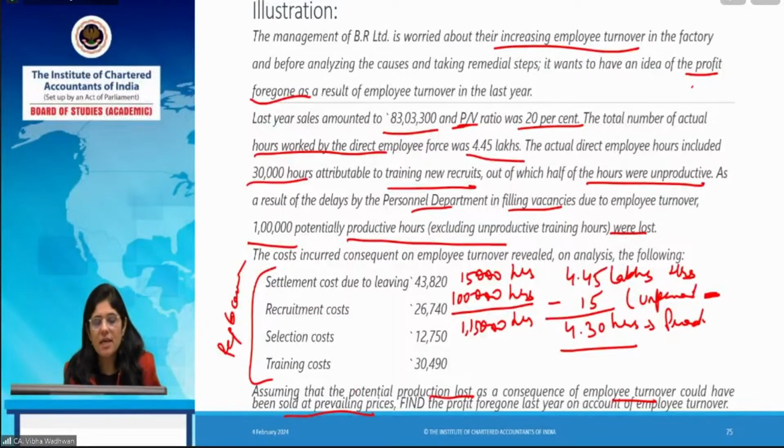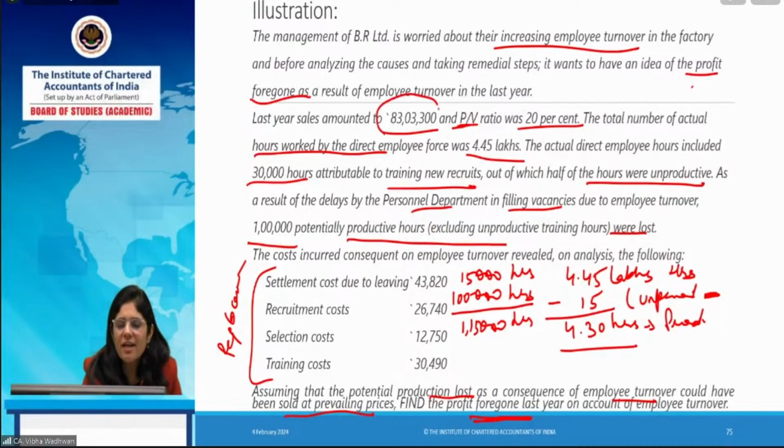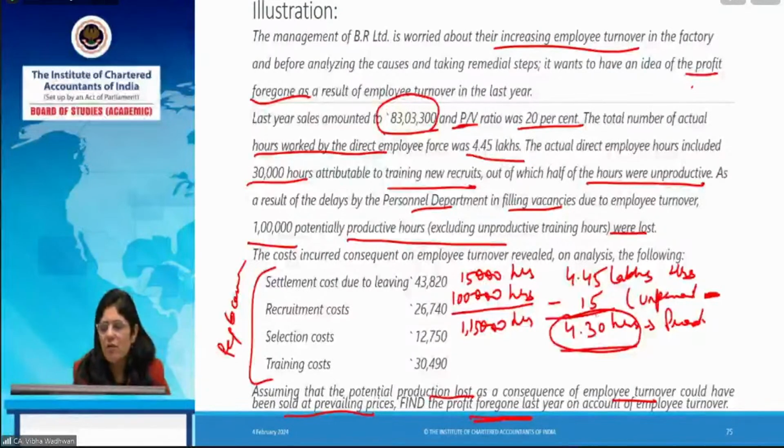They are saying that if the production which we have lost due to unproductive hours, if we had sold it, how much profit would we have made? Find the profit foregone last year, how much profit we have lost. Clear? So this 83 lakh 3,300 sales are a result of 4 lakh 30,000 hours. I repeat, this sales of last year of 83 lakh is a result of 4 lakh 30,000 hours.